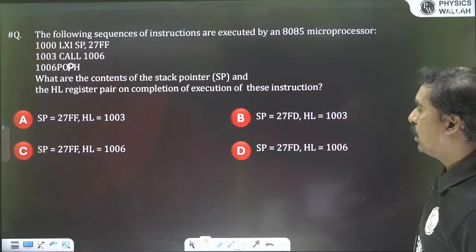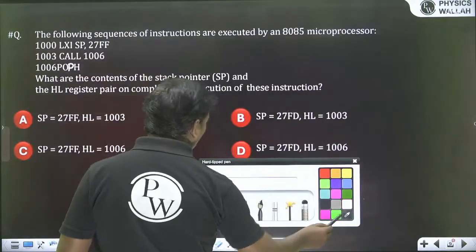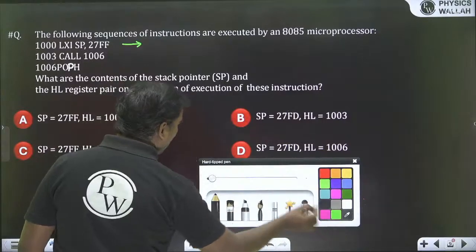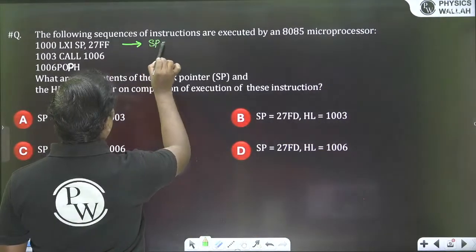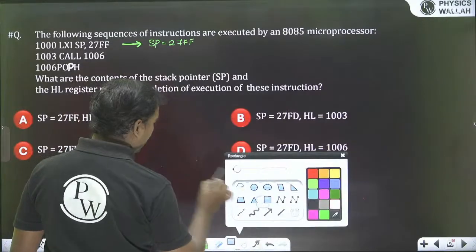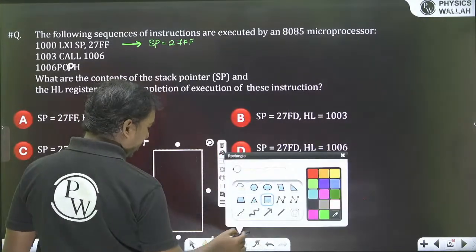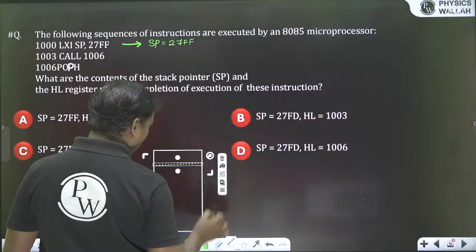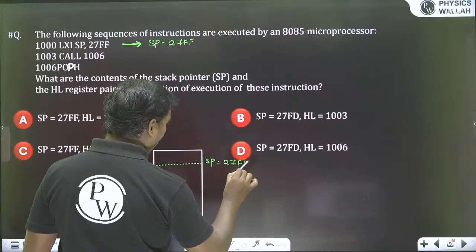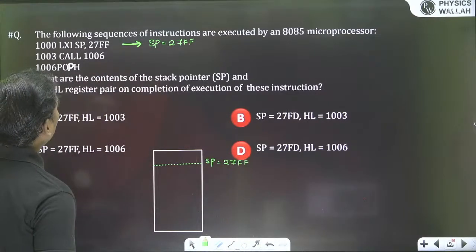Okay, try to answer this question. LXI SP, 27FF. So what happens here now? The SP is going to become 27FF. So I can take the stack pointer as 27FF. This is the stack and this is our stack pointer. This stack pointer now becomes 27FF. Okay, CALL 1006.